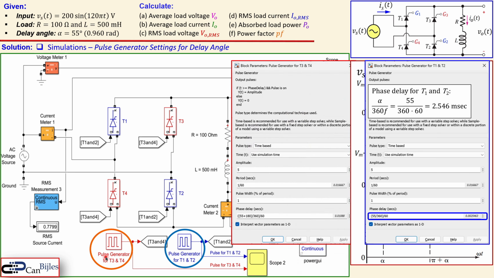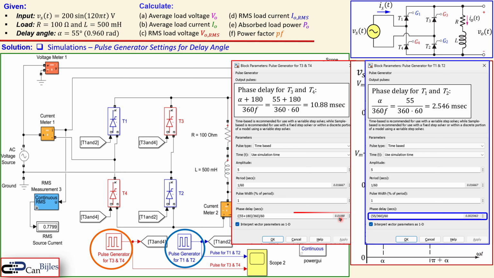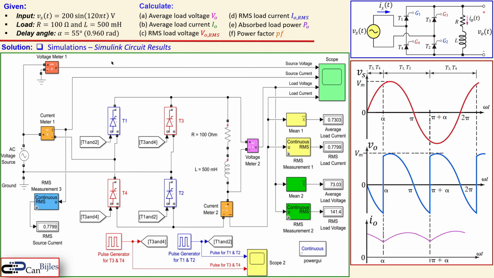Now, in a similar form for the pulse generator for the thyristors T3 and T4, you need to shift that by 180 degrees, so it's shown here. So the exact same formula, just 180 degrees added in the numerator, and that will result in 10.88 milliseconds, and that's also shown here. So that's what you need to do. Okay, let's now go to the Simulink circuit and verify our calculations.